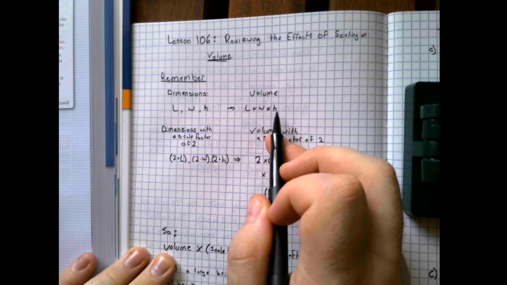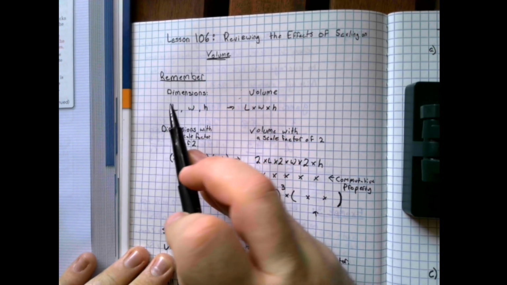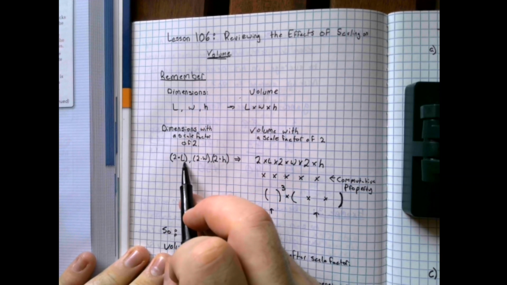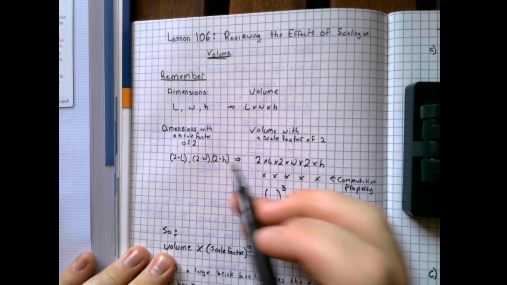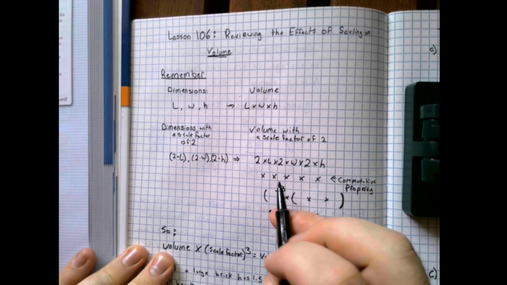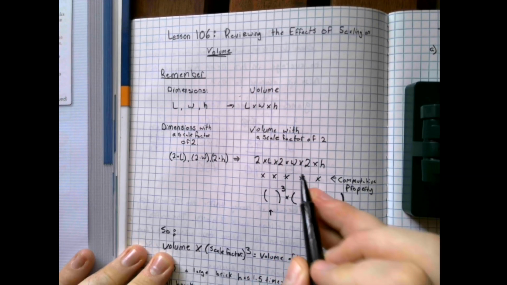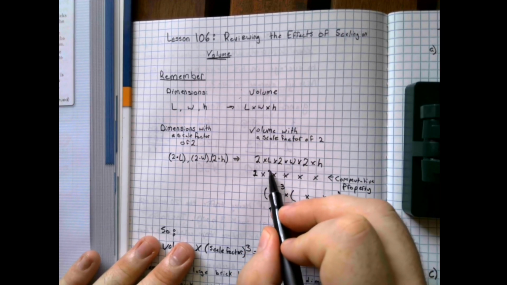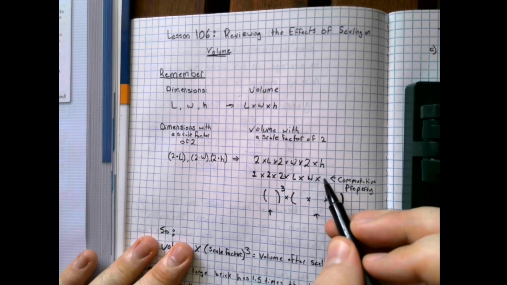If we apply a scale factor, such as 2, to our dimensions, we would multiply each dimension by 2. So we'd have 2 times the length, 2 times the width, and 2 times the height. If we find the volume with a scale factor of 2, we would have 2 times the length times 2 times the width times 2 times the height, which would give us 2 times 2 times 2 times the length times the width times the height.